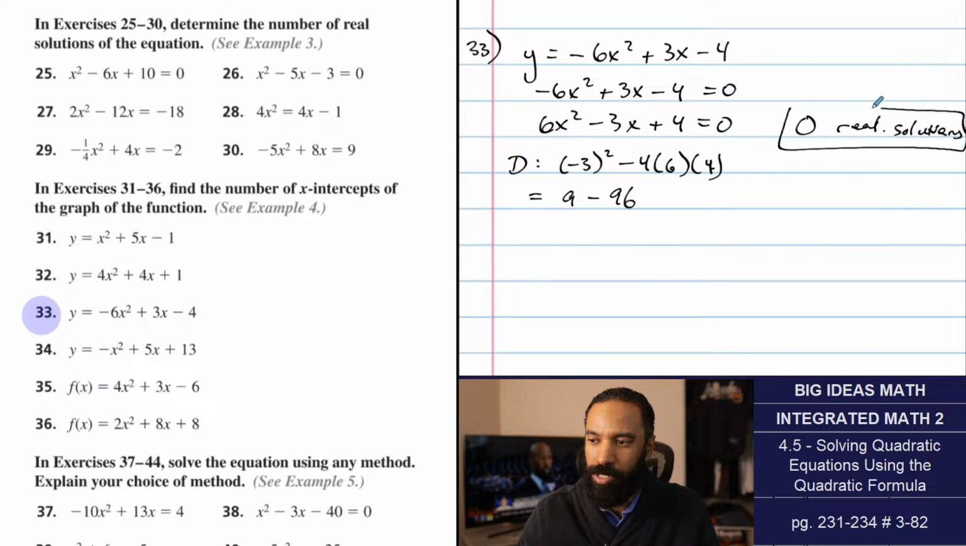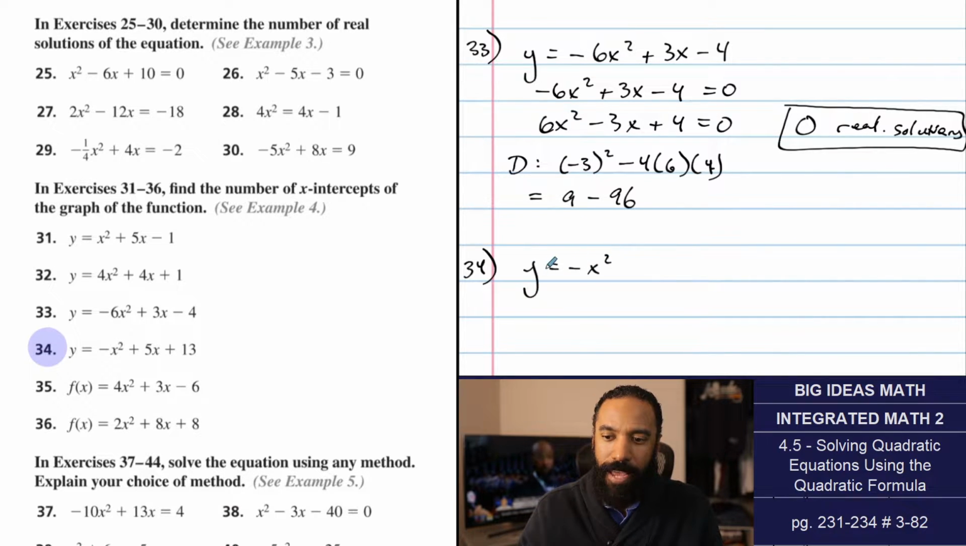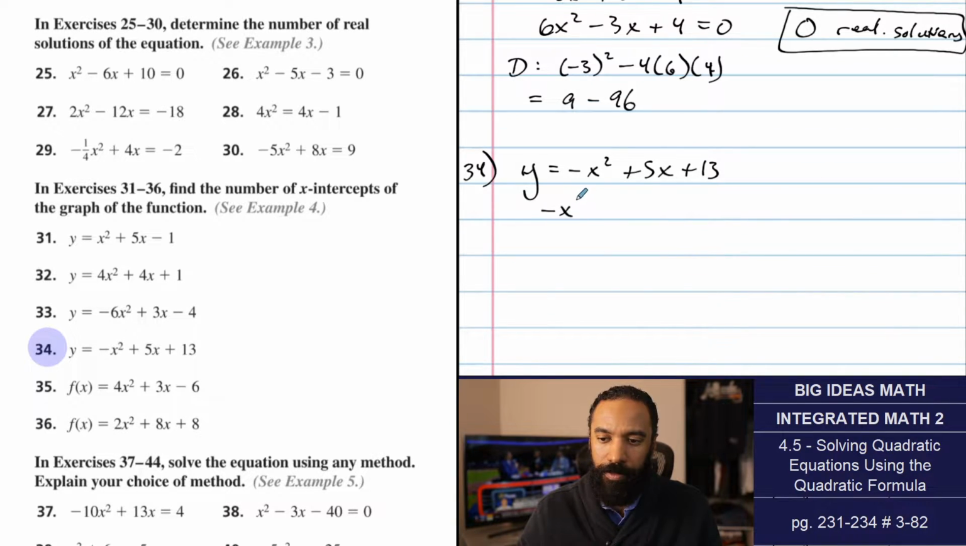No real solutions. Number 34. y equals negative x squared plus 5x plus 13. Let's set this equal to 0, and then let's divide everything by negative 1.